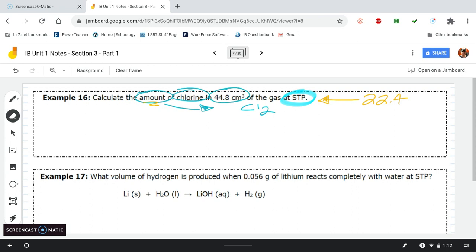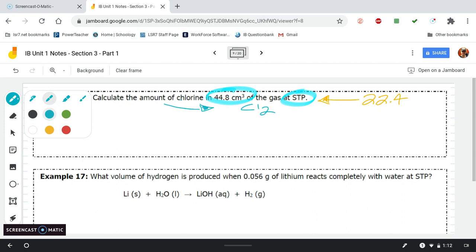And so we're going to start with that 44.8. So we're always going to kind of start with what they give us, and they gave us the 44.8. And so I would say that is really the only thing you have to work with. So we'll start with that. So let's go down here. 44.8. And remember, a centimeter cubed, that's the same as a milliliter.